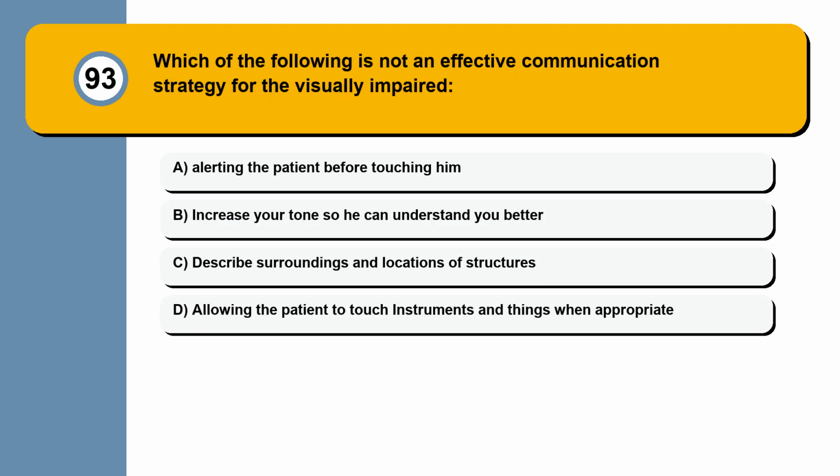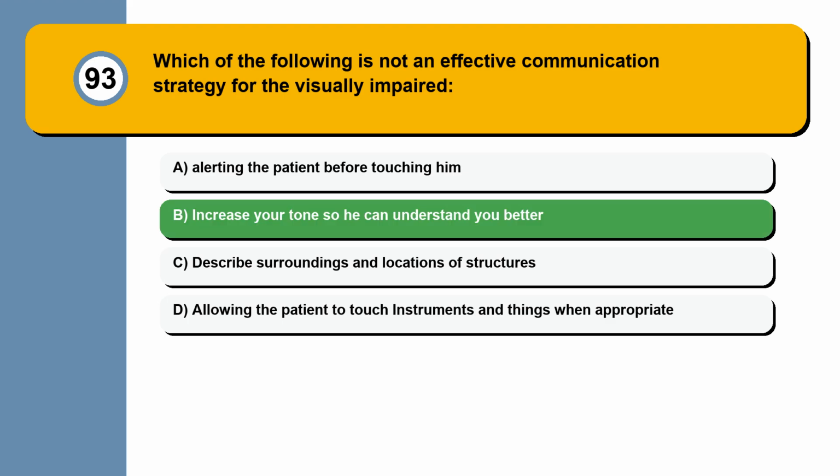Question 93. Which of the following is not an effective communication strategy for the visually impaired? Here are your options. Option A, alerting the patient before touching him. Option B, increase your tone so he can understand you better. Option C, describe surroundings and locations of structures. Option D, allowing the patient to touch instruments and things when appropriate. The correct answer is option B, increase your tone so he can understand you better.